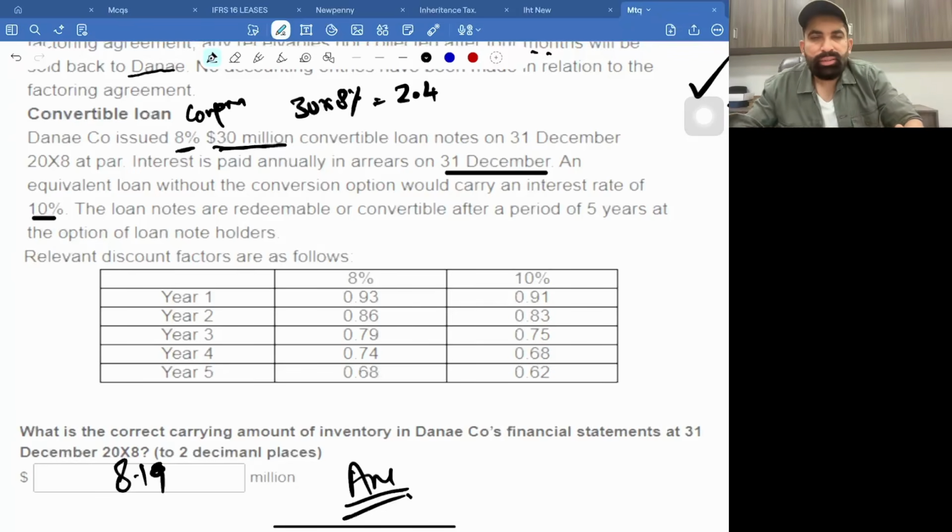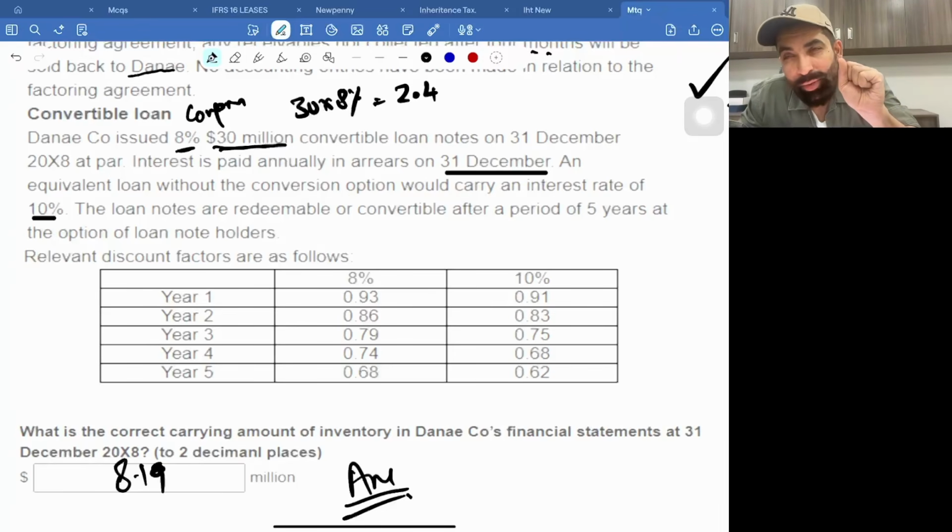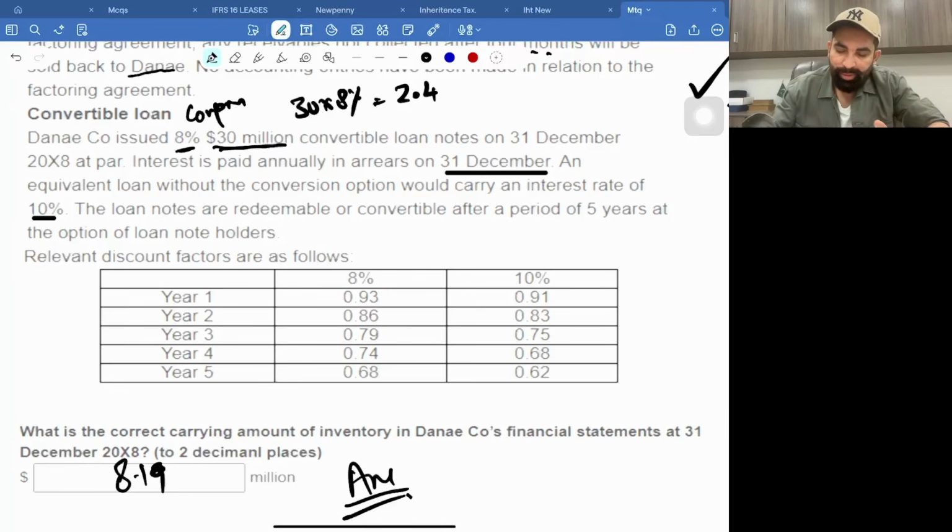That means this is the market interest rate. If there would be no conversion option, then the interest rate would be 10%. So that means there is some equity option as well. Just think, we are investors. Just treat yourself as an investor. In the market you are getting 10%, but this guy is giving you only 8%. So why did you accept? Because you are not investing in the loan only. You are investing in equity also. So this is the evidence that there is an equity option available in this.